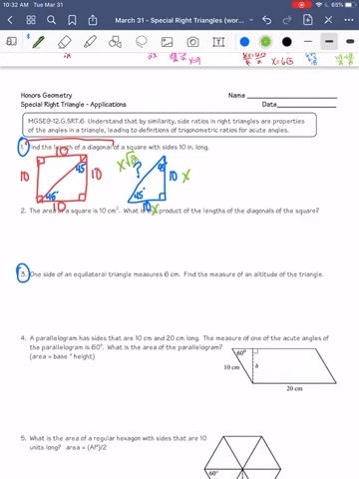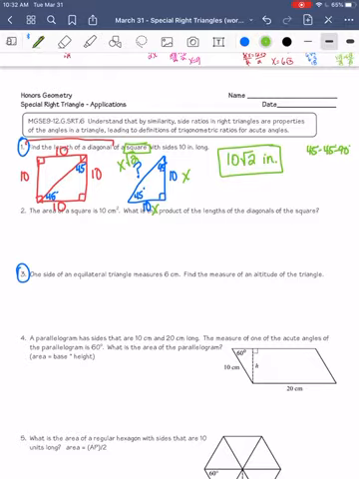Is this an easy one or a hard one? It's an easy one because I'm giving you x. So all you have to do is plug in 10 and you're done. That's the length of the diagonal. Okay? So whenever you see the word square, you immediately need to think 45, 45, 90.